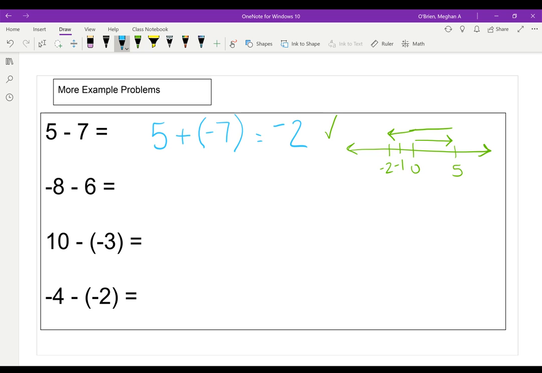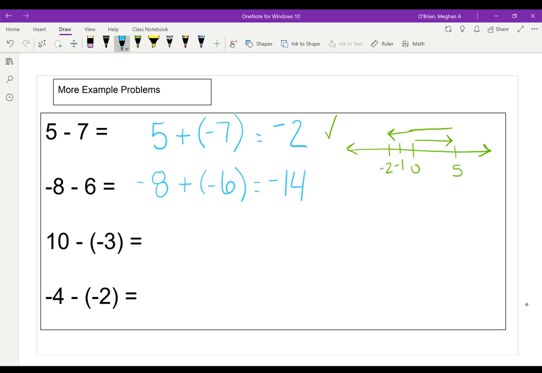Negative 8 minus 6. It's just the same as adding the opposite or adding the inverse. So the negative 8 stays the same. It's the same as adding a negative 6. And the parentheses are just there for organization. So negative 8 plus negative 6 would give me negative 14 altogether.